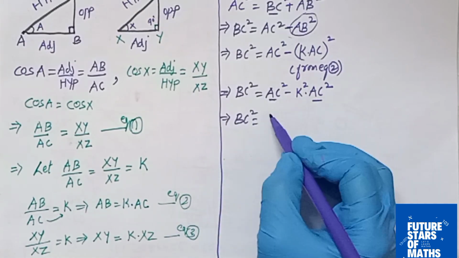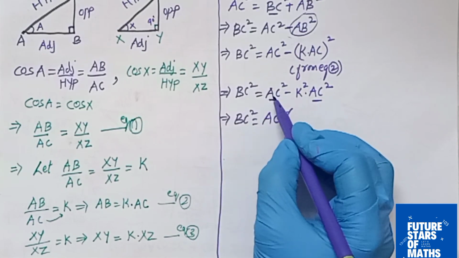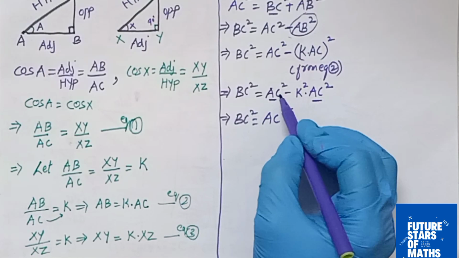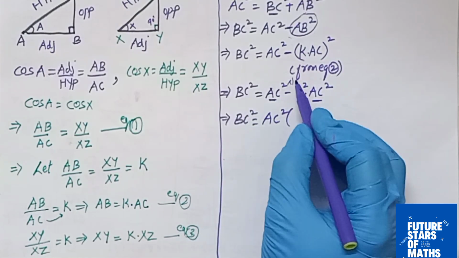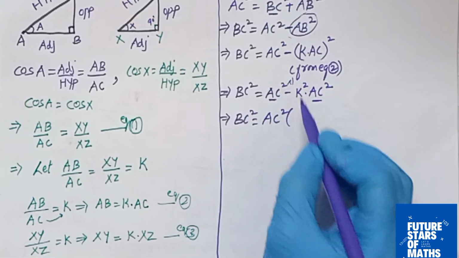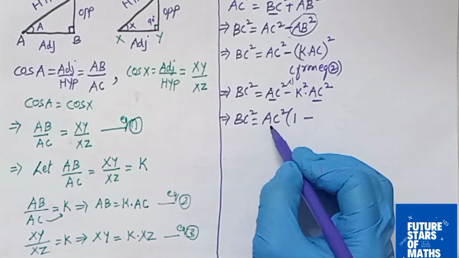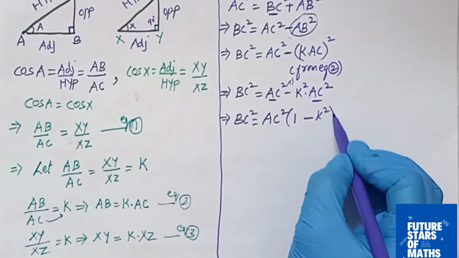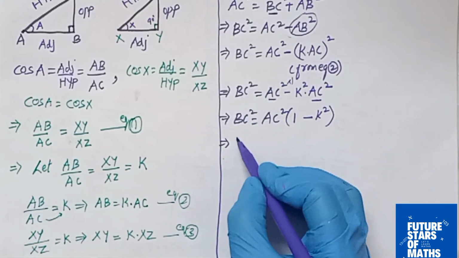Why write it 2 times? We will write it only 1 time. This is called common. So when AC square is taken out, what is remained? Nothing is there, which means it can be multiplied by 1. So what will we get? AC square goes out and 1 remains in the bracket. Then minus AC square goes out, so what is remained here? K square.